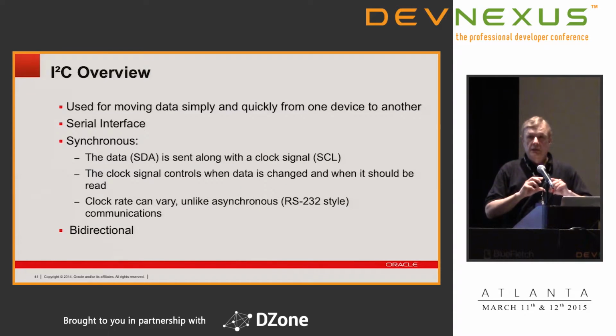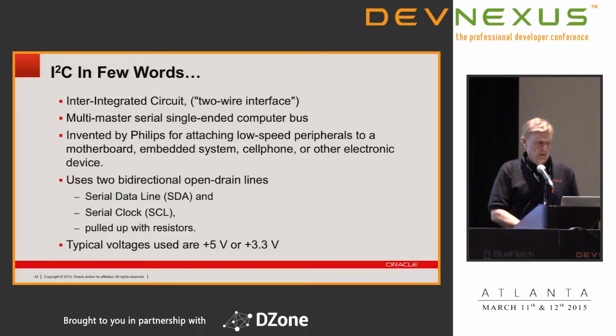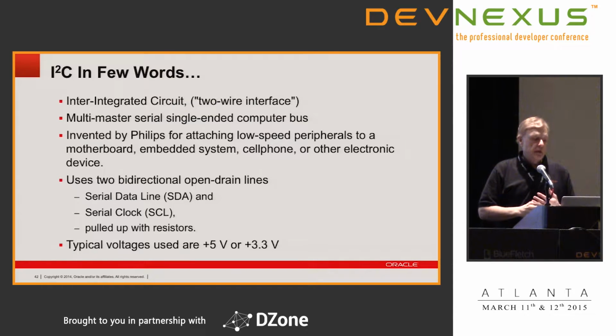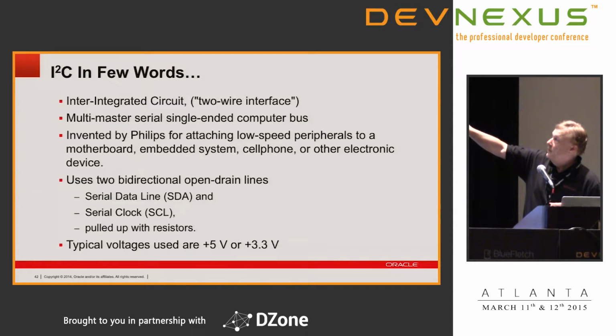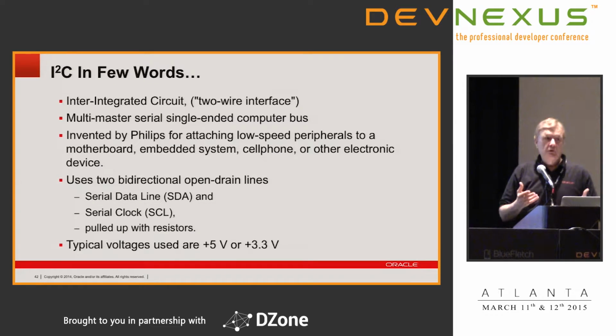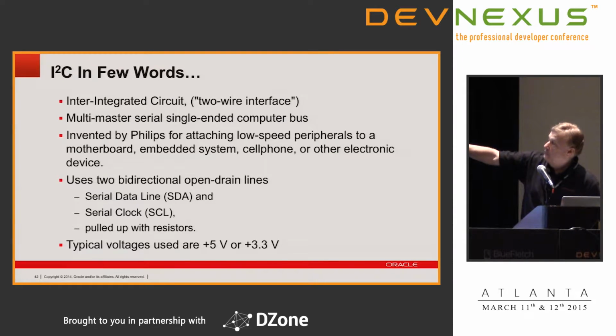You can have them in a chain, in a bus, and then you have a clock and a data signal. I2C stands for inter-integrated circuit. It's also called a 2-wire interface, and it's a multi-master serial single-ended computer bus. Philips created it for being able to attach low-speed peripherals to cell phones and other mobile devices, and then control them. You have 2 bidirectional lines. One is the data line, one's the clock.